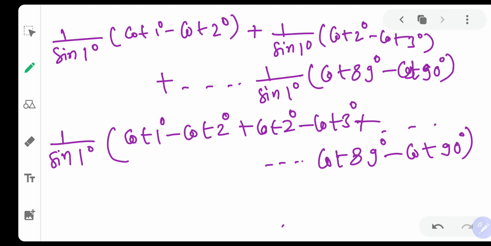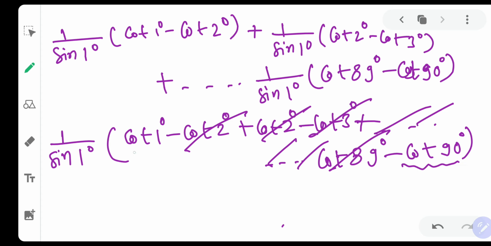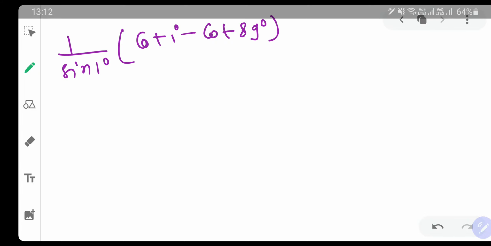Now let us observe the terms which are getting cancelled. As you can see, there are a total of 90 terms. Cot 2 degree will get cancelled, cot 3 degree will get cancelled, and everything will go on cancelling like that. Cot 89 degree will also be cancelled. So basically the middle 88 terms are getting cancelled. But to cancel cot 1 and cot 90 there is nothing. So this question now turns into 1 upon sine 1 degree into cot 1 degree minus cot 90 degree. This is how the question has turned.